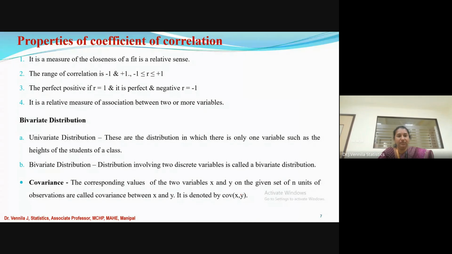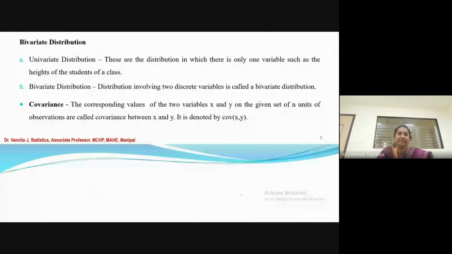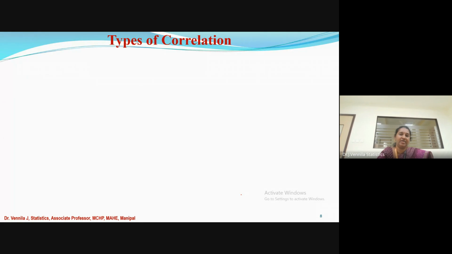Okay, then based on the correlation coefficient, we have to study the covariance. What is meant by covariance? We have two variables, right? X variable and Y variable. You want to identify how many sets of the variables correspond to the two particular things. If you identify that, it is called the covariance of X and Y. Okay, so these are the important definitions of correlation.